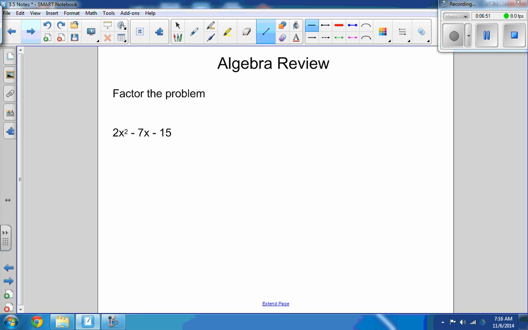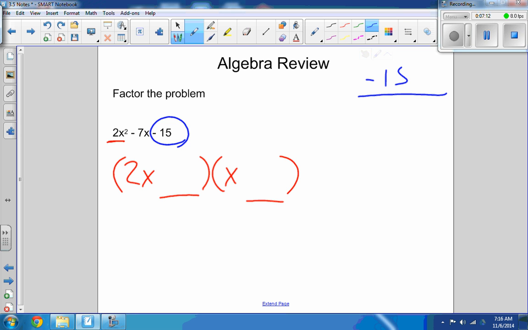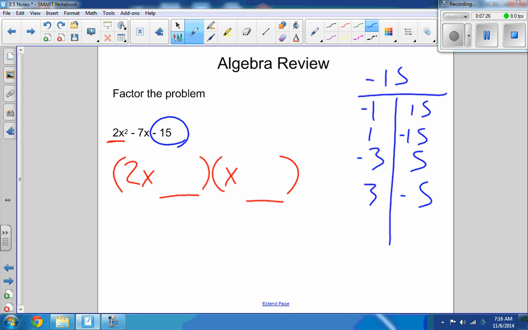Let's do a little bit of algebra review. Let's factor this problem. Now this is a little bit different, because you'll notice it's 2x squared. So I'm going to have 2x something, x something. I don't know what these somethings are, but I'm going to figure those out. So I'm going to factor the negative 15. That's negative 1, 15, or 1, negative 15. We also could do negative 3, 5, or 3, negative 5. Those are all the possibilities that negative 15 can factor to.